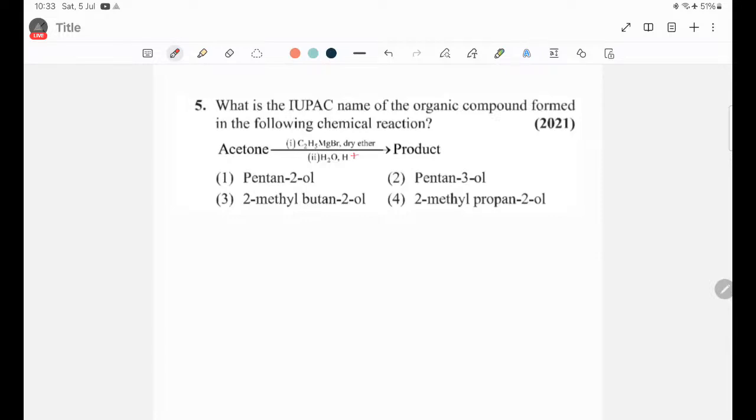So what should be the product and what will be the conceptual part? Need the answer in the chat box.